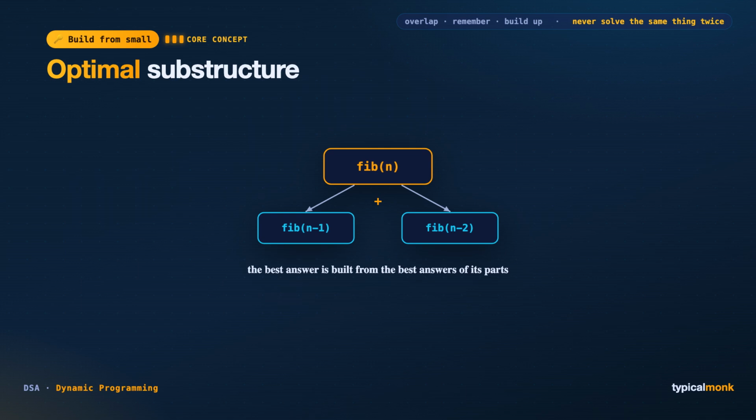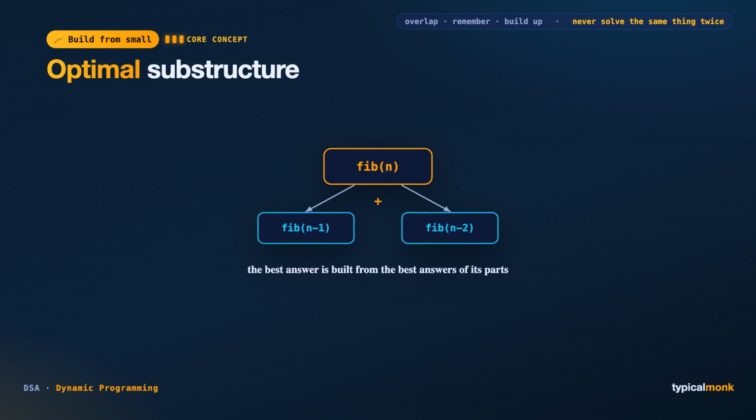Why does this matter for DP? Because dynamic programming works by solving subproblems and combining them, and that only produces the correct answer if the problem actually has this built-from-parts property. Optimal substructure is the guarantee that combining subanswers gives the right overall answer. Together with overlapping subproblems, it forms the two-part test for dynamic programming.